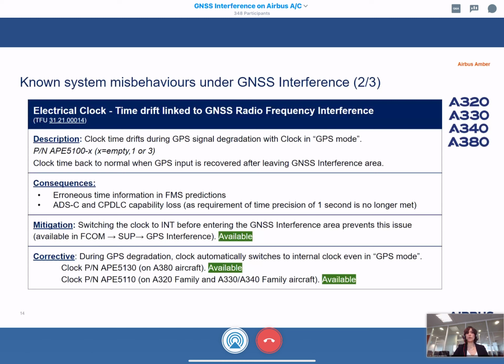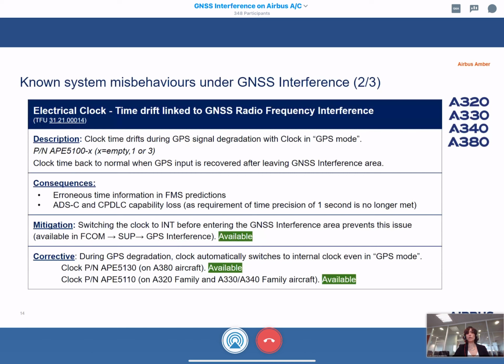Then we have an issue about the electrical clock that could drift if set in GPS mode during the GPS signal degradation. The clock time is expected to get back to normal when the GPS input is recovered after leaving the GNSS interference area. However, if combined with the previous effect, the clock drift with the clock in GPS mode could last till the end of the flight. What are the consequences? Consequences could be erroneous time information in FMS predictions and ADS-C and CPDLC capability loss, as the requirement of time precision of 1 second is no longer met.